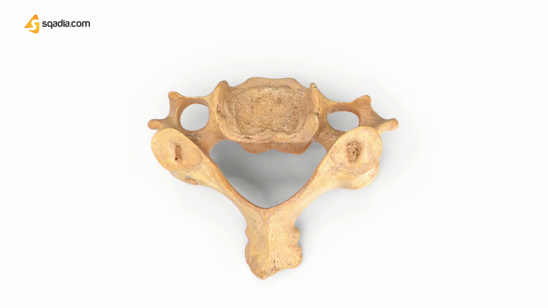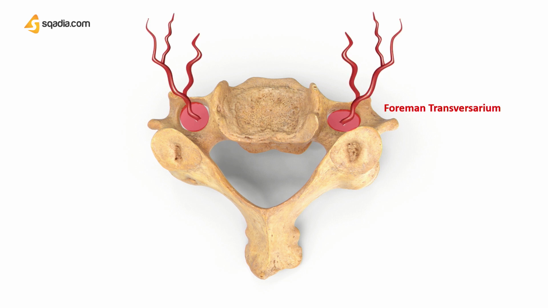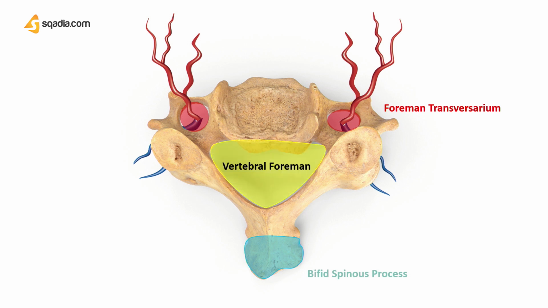The main identifying feature of the cervical vertebrae is the foramen transversarium, which allows the passage of the vertebral artery, vertebral vein, and the chain of the sympathetic plexus. Two added features that will help you identify them are the bifid spinous process and a triangular vertebral foramen.